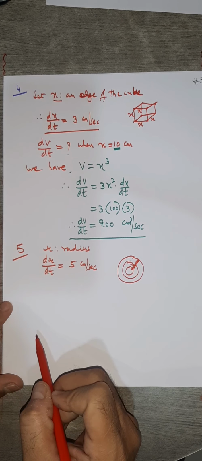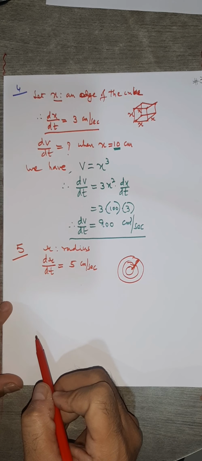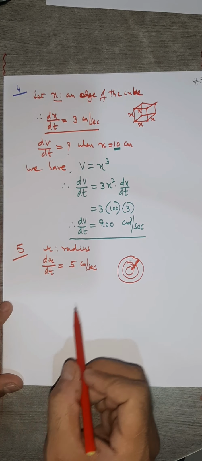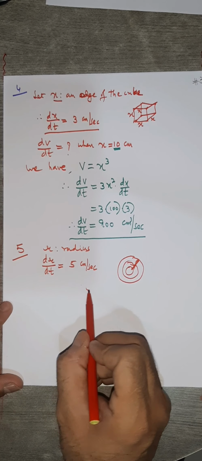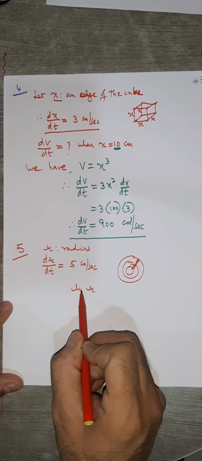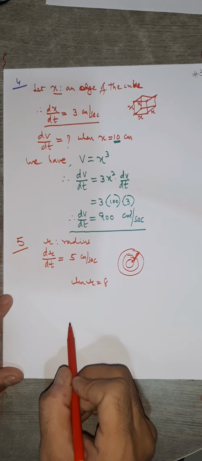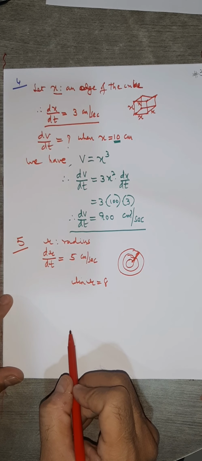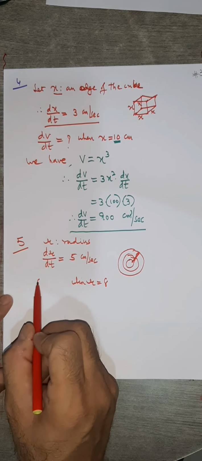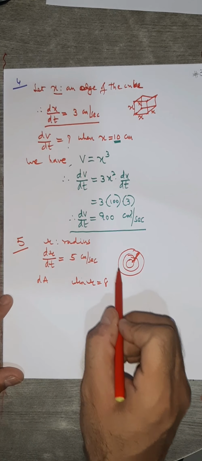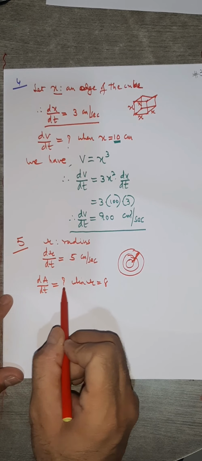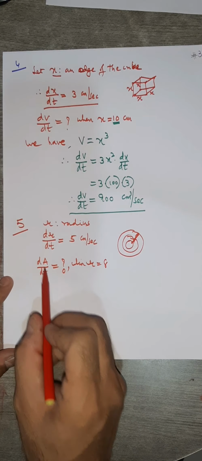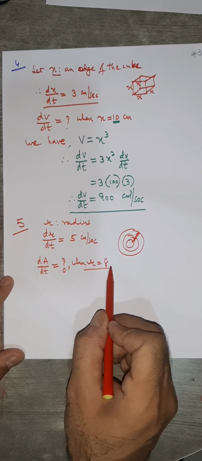Fine. When the radius of the circular wave is 8 centimeter. Okay, so when r is 8, what's the question? How fast is the enclosed area increasing? So this enclosed area, that's the area of the circle. So you want the change in the area, that is dA by dt when r is 8.